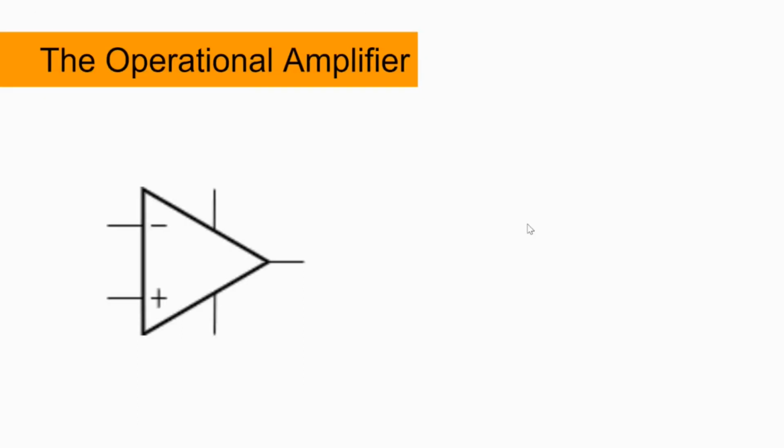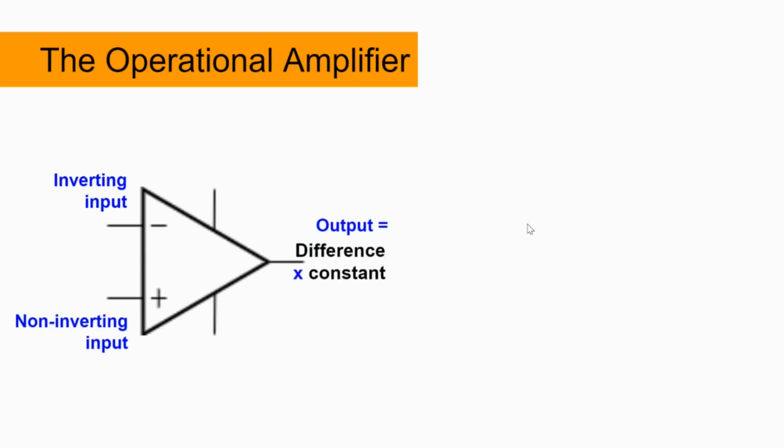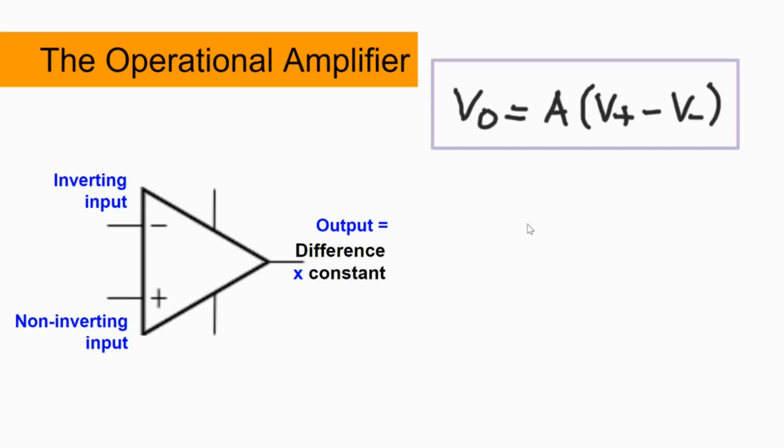An op-amp is an integrated circuit which takes in two input voltages at its inverting and non-inverting terminals and gets the difference between them. Then it amplifies the difference by a very large number and produces an output accordingly. In terms of an equation, we can express this behavior as Vout equals A times (V positive minus V negative).